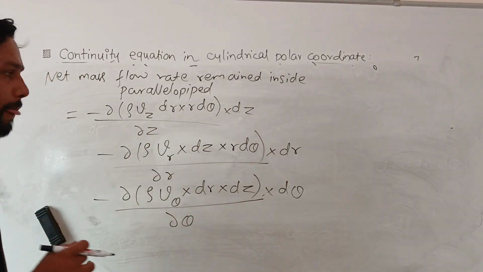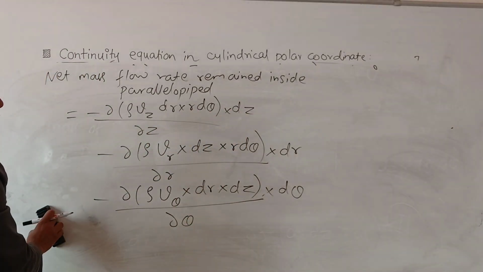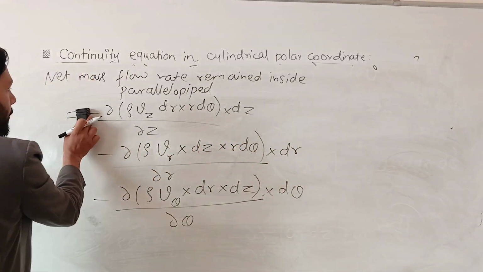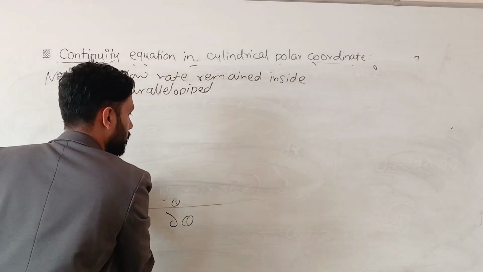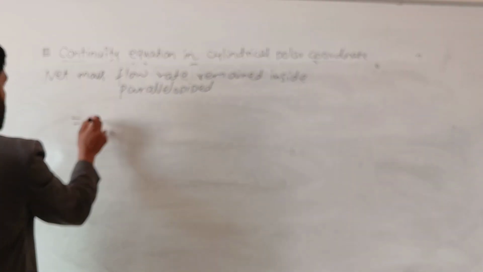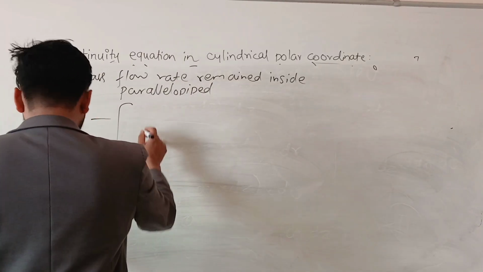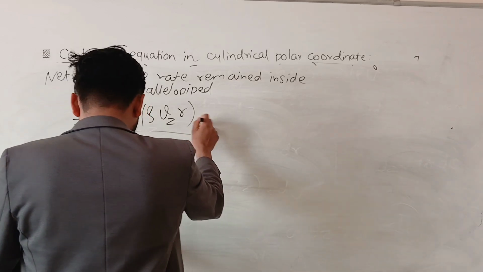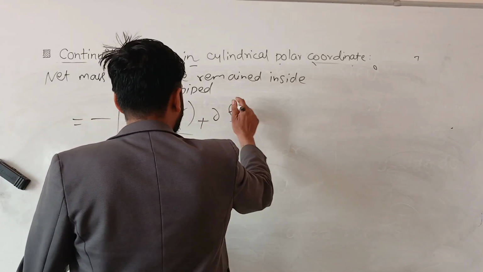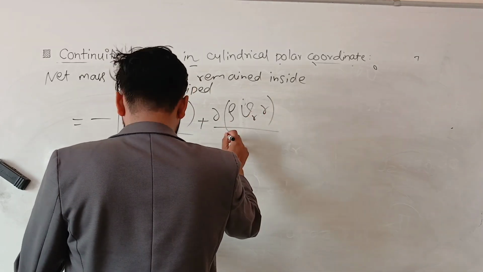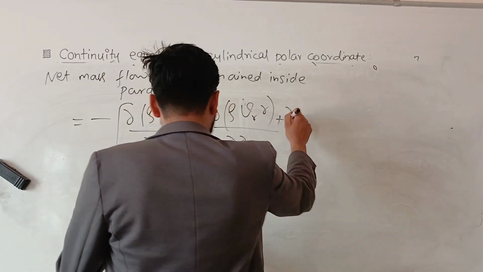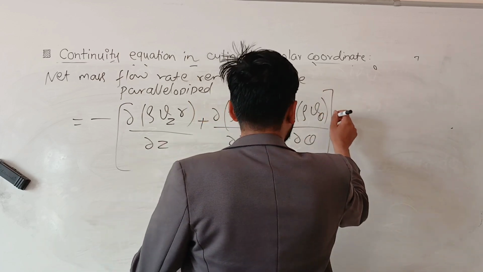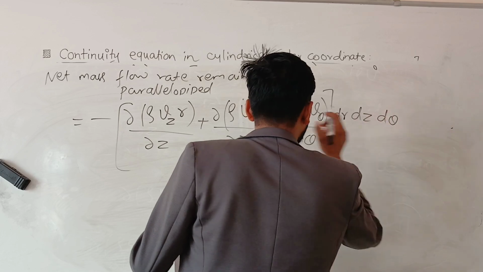We can take the common, and let's take the common minus also. After taking the common, let's write this expression by taking the common minus, dr dz and d theta. So taking common out, that is minus del rho Vz r divided by del z plus del rho Vr into r divided by del r plus del rho V theta divided by del theta, and taking common dr dz d theta.